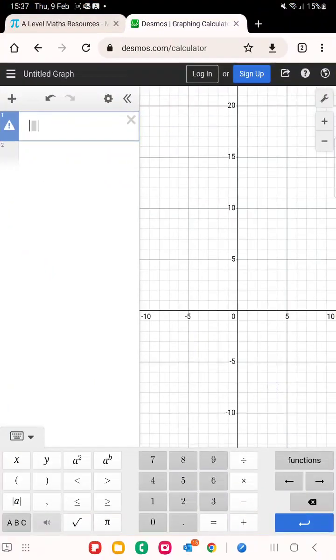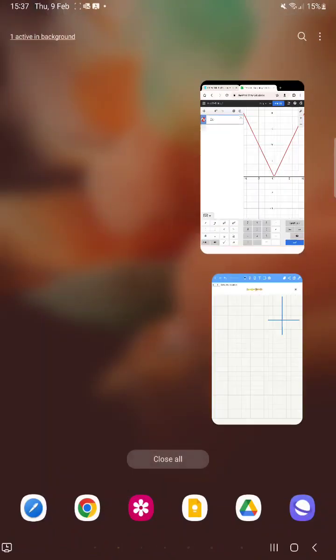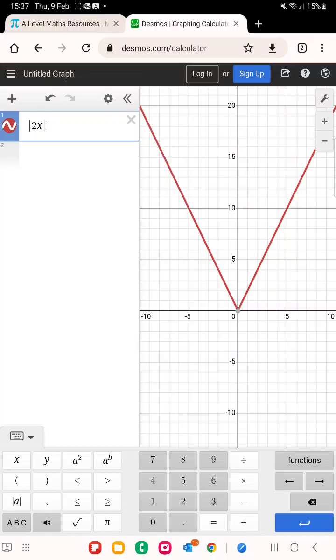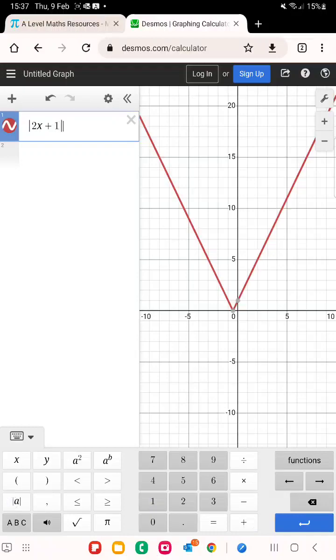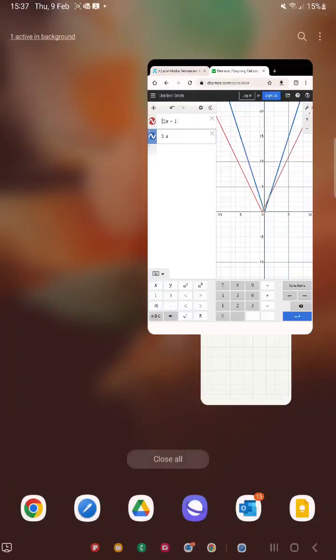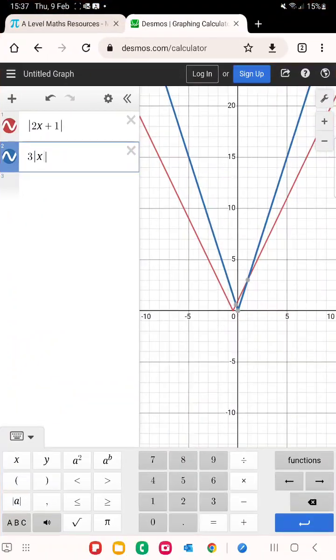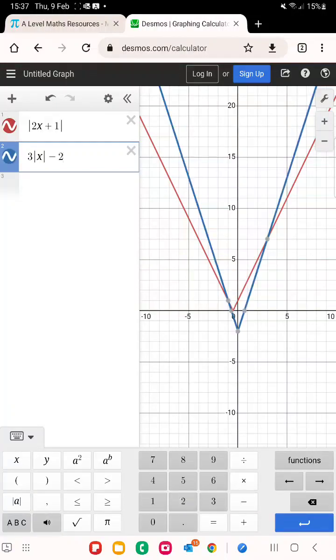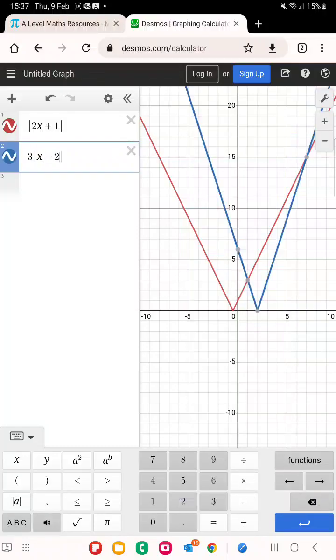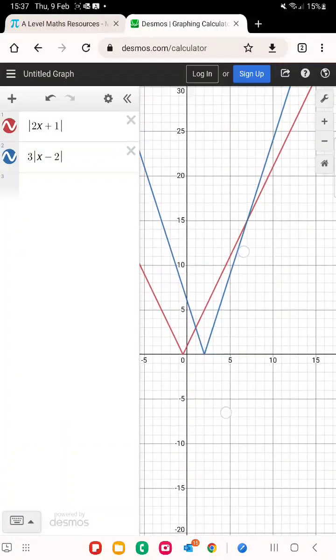So we've got a mod graph of 2x, I think it was plus 1. Let's get that inside the bracket. Plus 1, close the mod. There you go. Okay, so that's pretty cool. And then we're going to add another graph of 3 mod x, and the other graph is minus 2. Obviously that's got to be in the bracket, so it moves it right.